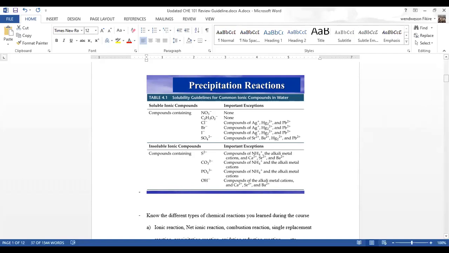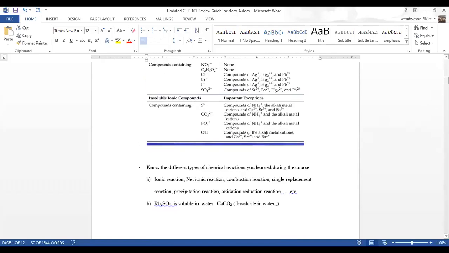I also want you to see all types of reactions. You can learn them from chapter 3 and chapter 4, which include ionic and net ionic reactions, combustion reaction, precipitation reaction, oxidation-reduction reaction, decomposition reactions, and single replacement reactions. Make sure that you know the type of reactions. Like I said, it's going to be a multiple choice question, but you need to find out the types of reactions that you learned during the semester.